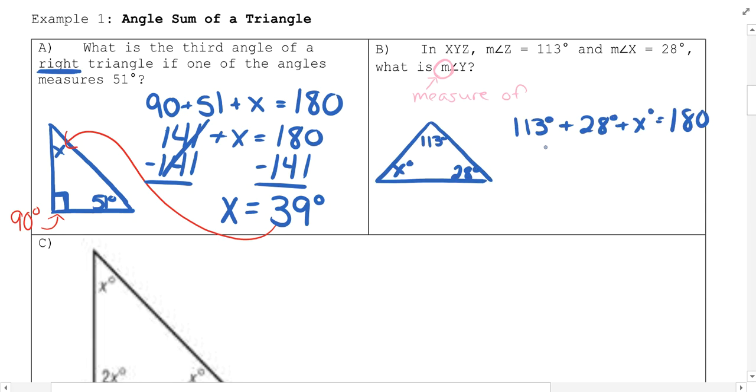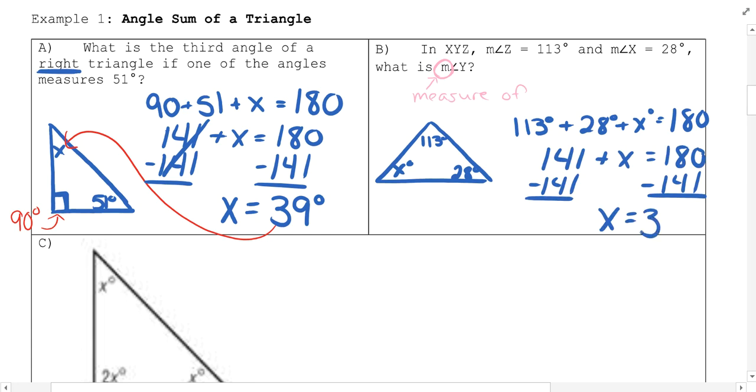So 113 plus 28, ironically, is 141, plus x equals 180. And we already did this on our previous problem, but we go ahead and subtract 141 from both sides, and we get x equals 39 degrees.